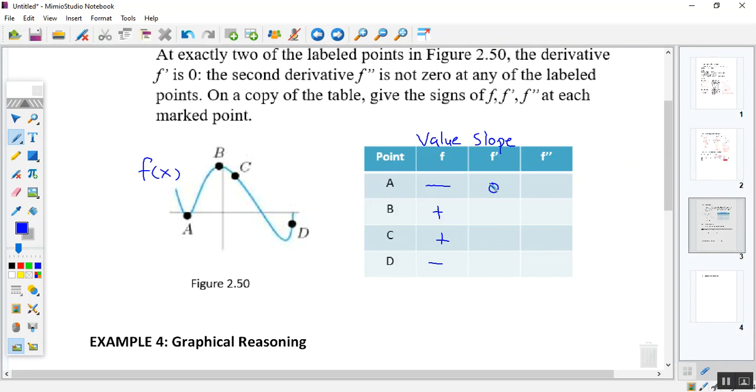How about B? We think it's just to the left of that peak, so it has to be positive. Talk to me about C. Negative. Yep, it's decreasing. Negative slope. Talk to me about D. We're back to positive. Okay?